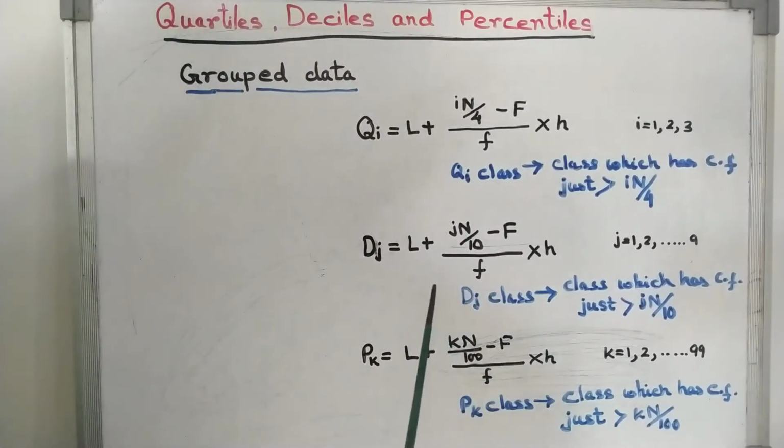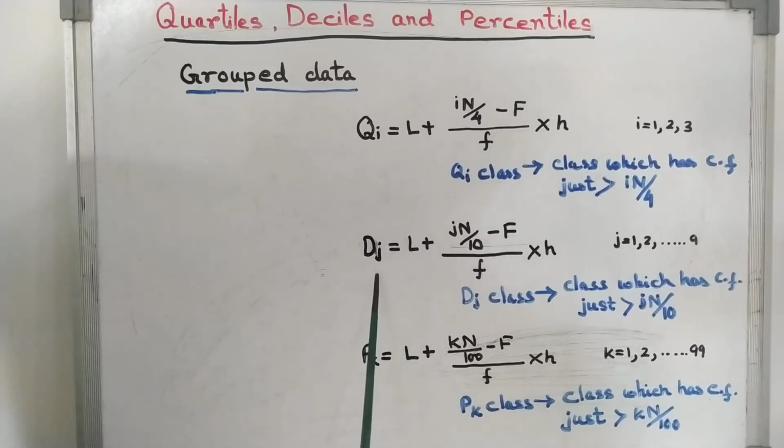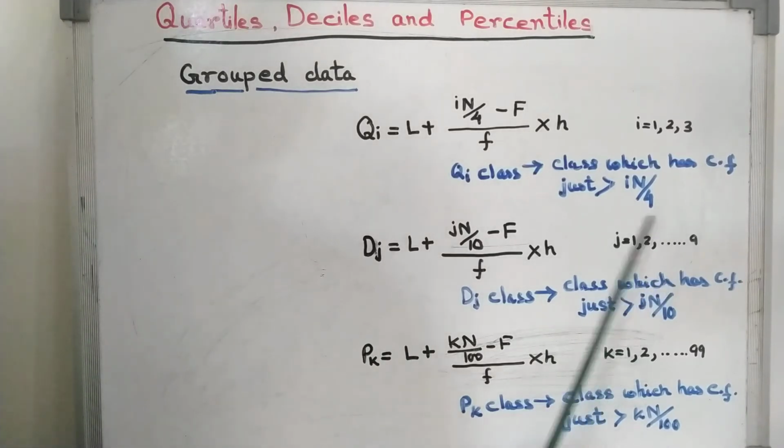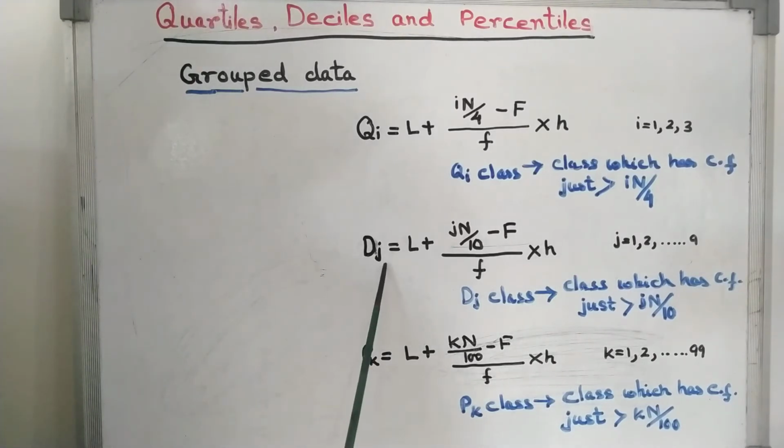Same here, first you need to find the decile class. Whatever the value of j, accordingly you find the class: the class which has cumulative frequency just greater than j n by 10. So you evaluate this, find the Dj class, and then from the class you take the values and put them here, and you will get the specific decile value, where j goes from 1 to 9. If you are asked to find D5, you put 5 here, here also, and here also. First you evaluate this, find the D5 class, then the D5 value.